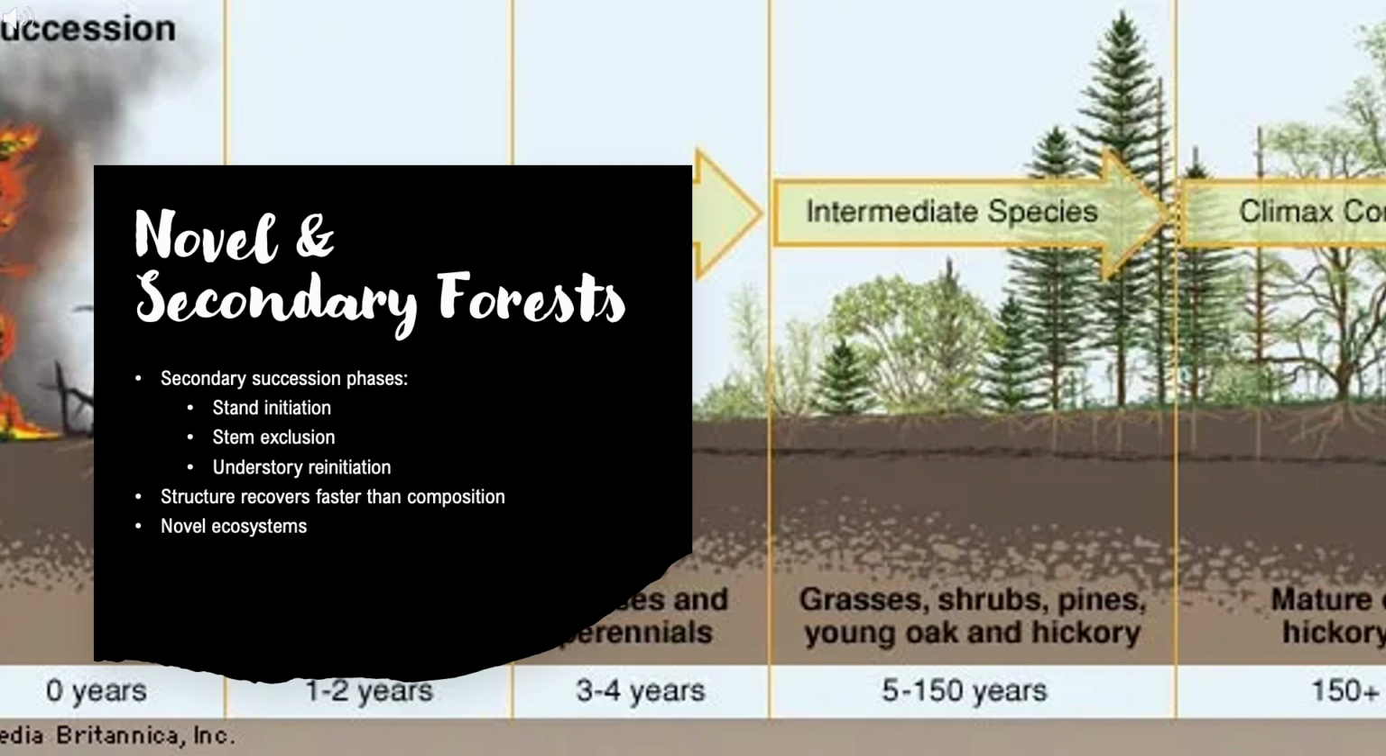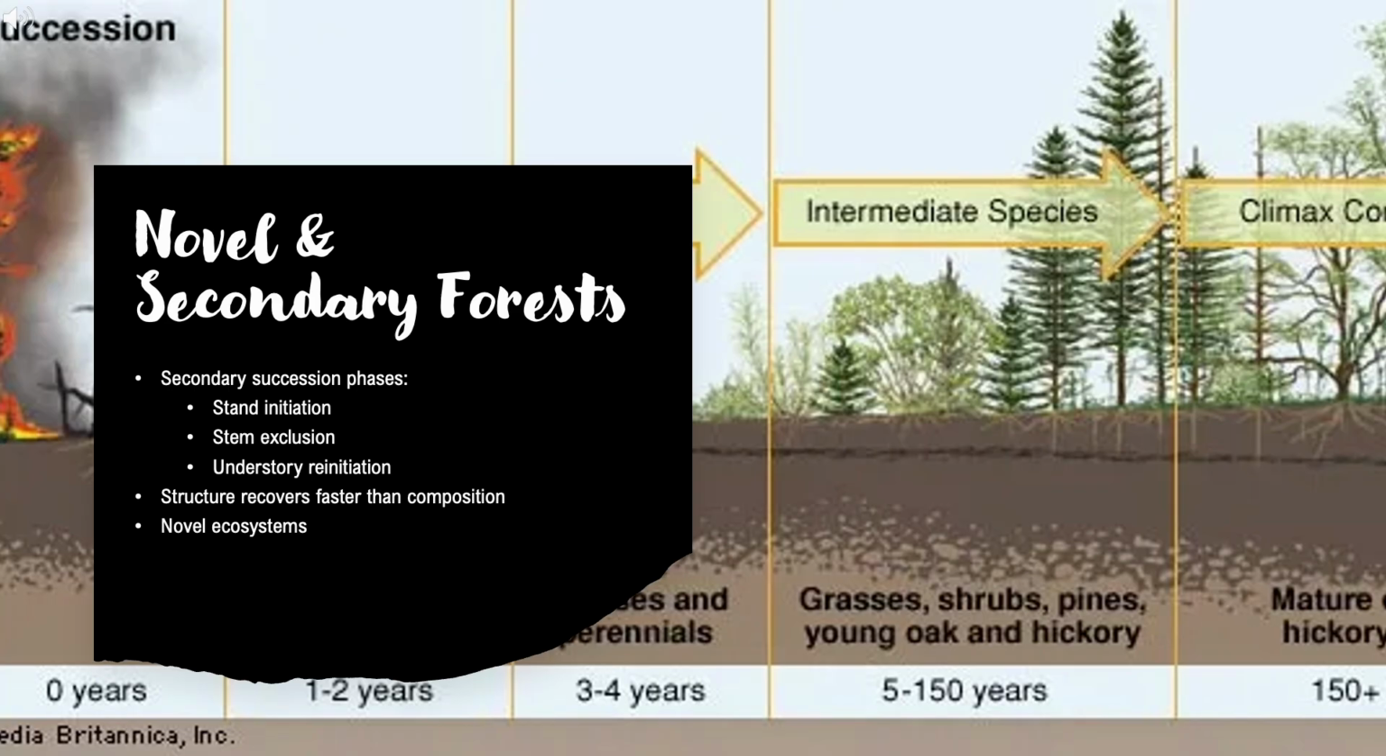Secondary succession moves through recognizable phases. Stand initiation is the early phase. Fast-growing pioneer species colonize disturbed ground quickly. Stem exclusion follows, where intense competition between young plants leads to high mortality and a thinning of the stand. Then comes understory reinitiation. As the canopy closes and stabilizes, shade-tolerant understory species begin to establish underneath.